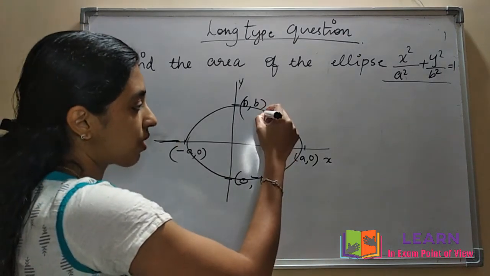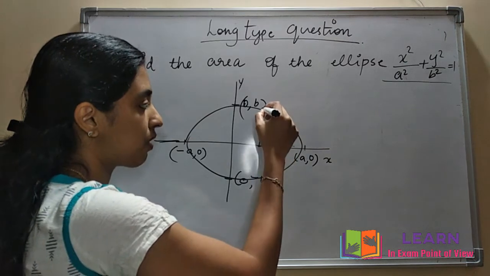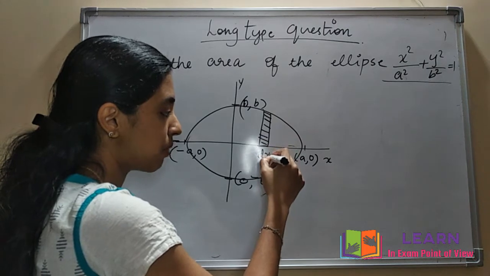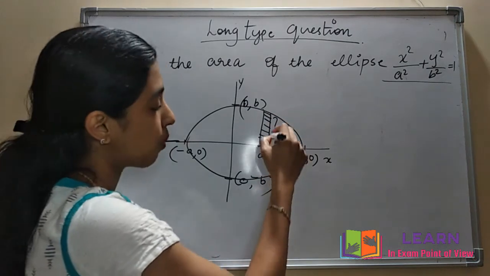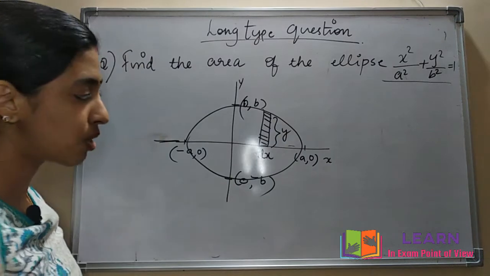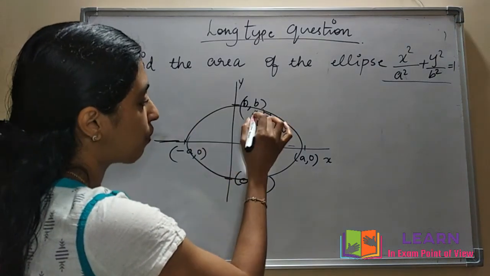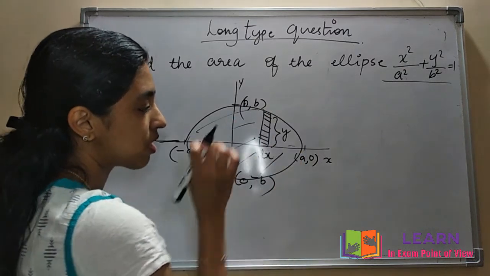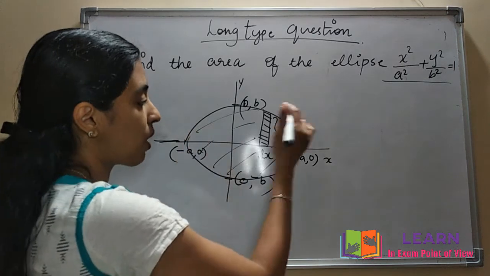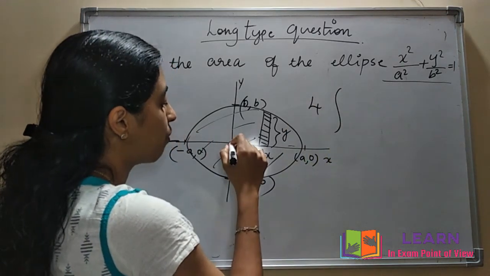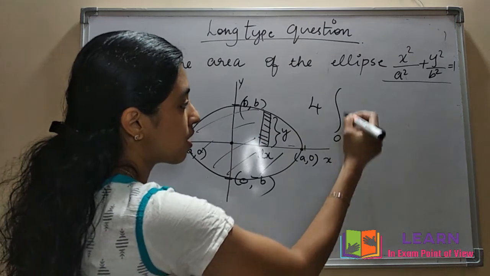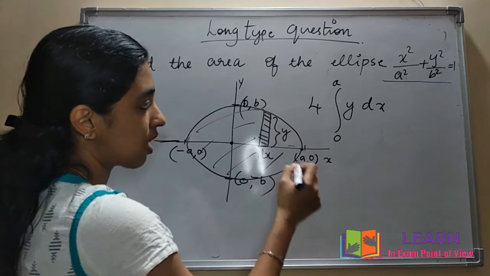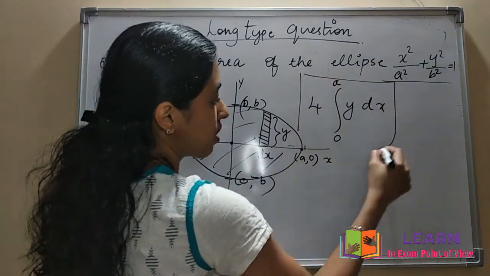So if we take a strip here to find the area of the ellipse, let it be a small strip dx, and the length will be y. We need the area of the whole ellipse, but in this first quadrant only a single strip we have taken. So 4 times we have to do, that is 4 times the integral from 0 to a of y dx. This is the thing we need to integrate.